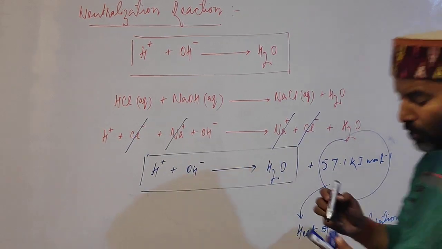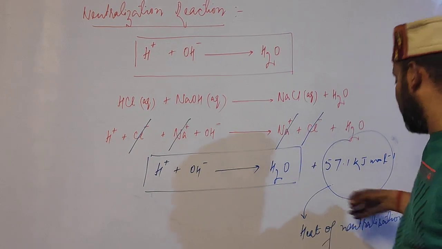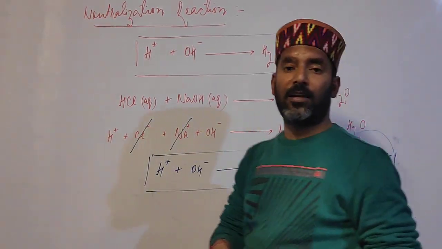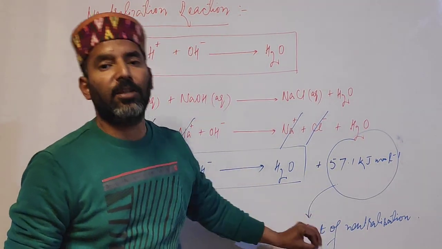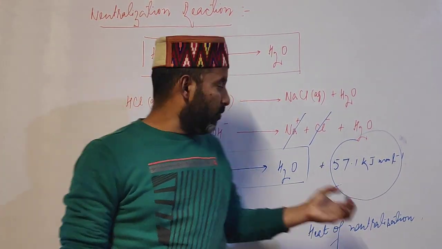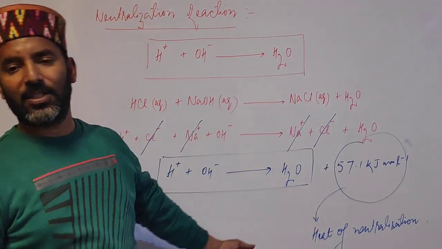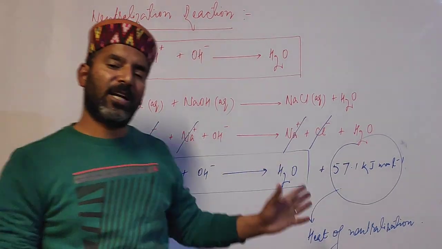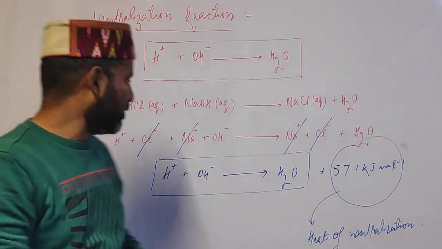And students, the most important thing about the neutralization process, or about heat of neutralization, is that enthalpy or heat of neutralization remains the same when a strong acid is neutralized by a strong base, irrespective of the nature of acid or base. Now what does this mean?